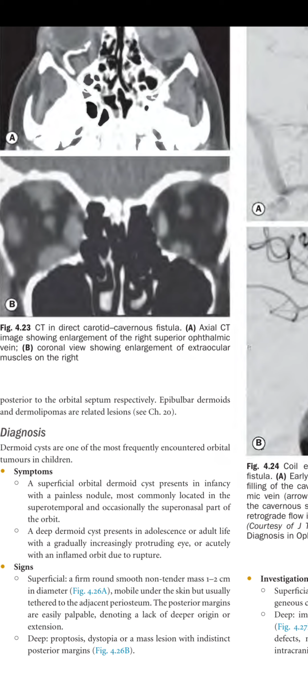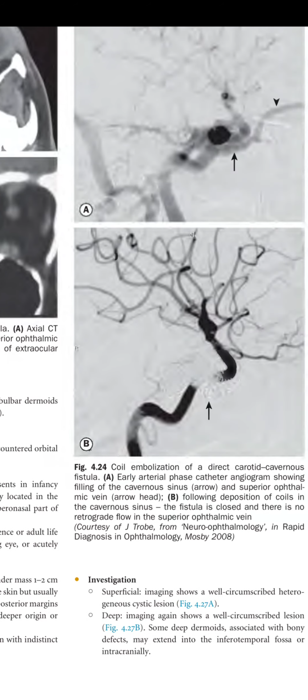Signs: superficial, a firm, round, smooth, non-tender mass, 1 to 2 centimeters in diameter, mobile under the skin but usually tethered to the adjacent periosteum. So it is very important that it has a bony adhesion as well. The posterior margin is easily palpable, denoting a lack of deeper origin or extension. Deep will cause proptosis, dystopia, or a mass lesion with an indistinct posterior margin.